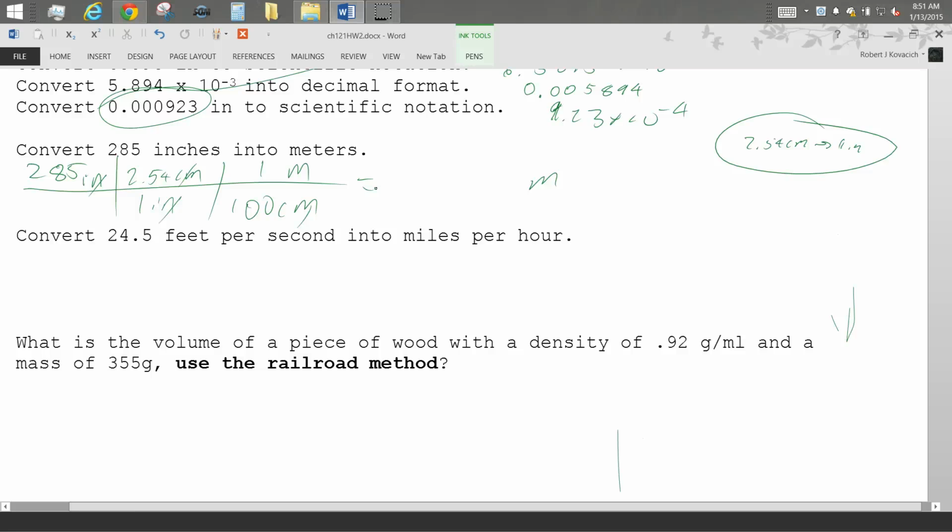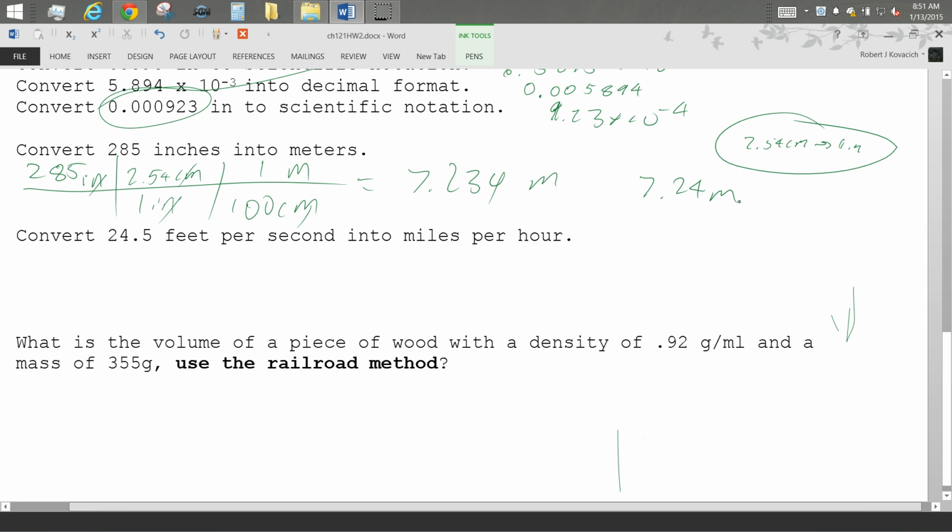So 285 times 2.54 divided by 100, and I got 7.239. Is that good? No, that's not good. What's wrong with my answer? I have too many significant figures. How many do I get to report? 3. I reported 4, so what should I report?